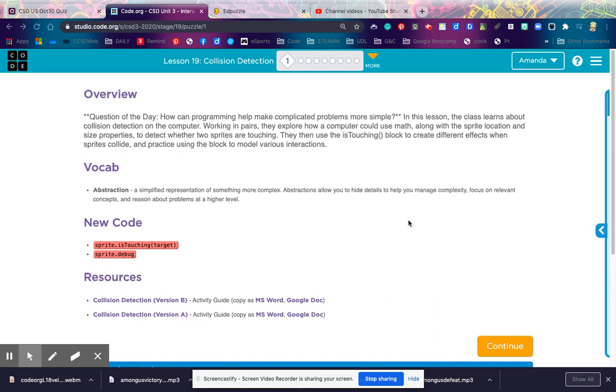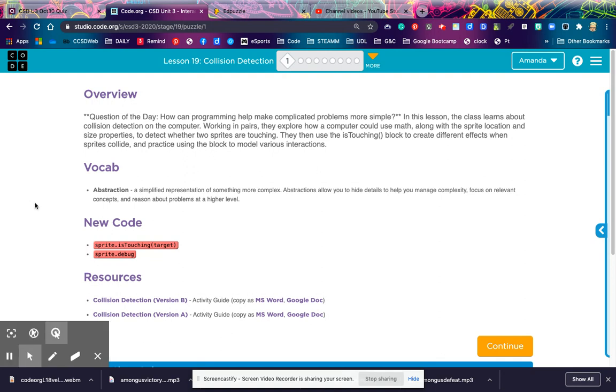All right, ladies and gents, let's take a look at Lesson 19. Lesson 19's question of the day: how can programming help make complicated problems more simple? So in this lesson, you'll learn about collision detection on the computer.